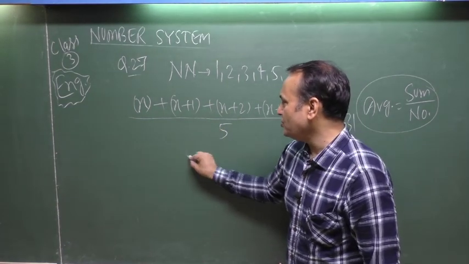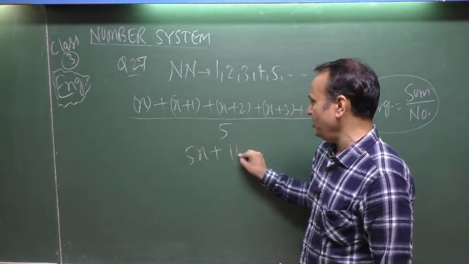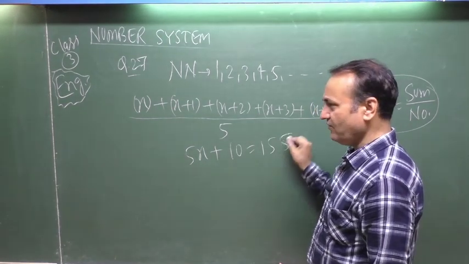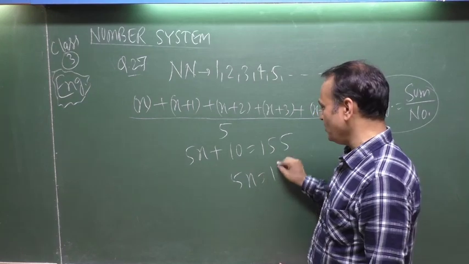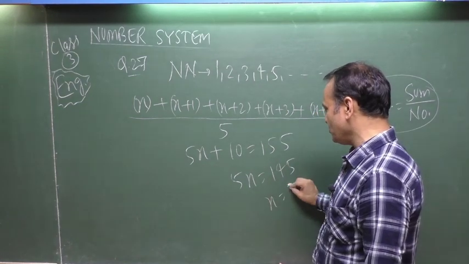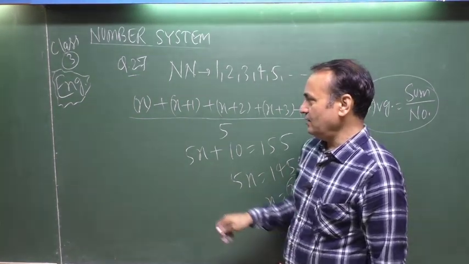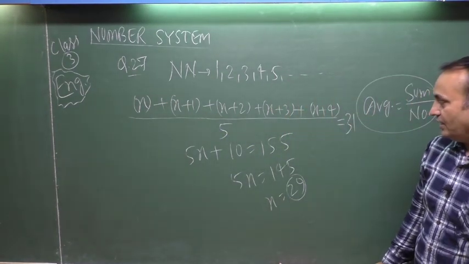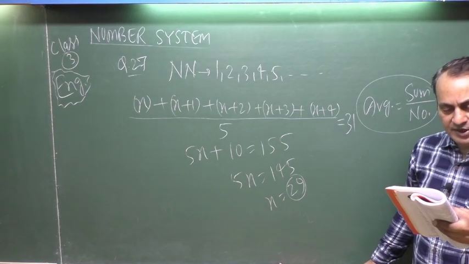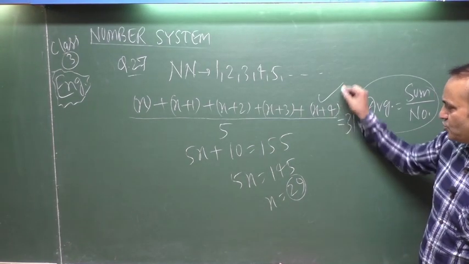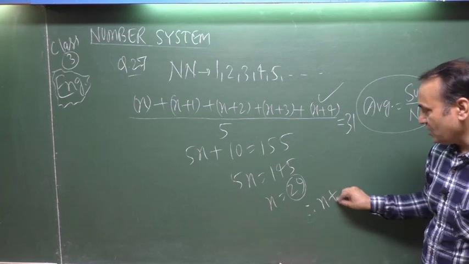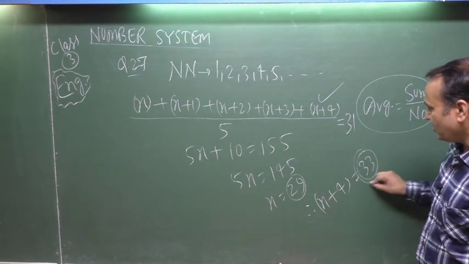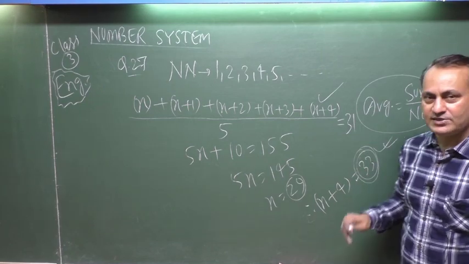If you calculate, this is 5x plus 10 equals 155. Again, 5x equals 145. Again, x equals 29. This is your smallest number, 29. The question has demanded the biggest one. The biggest one is x plus 4, and x plus 4 is 29 plus 4, that is 33 exactly. This is your final and right answer. Note down.